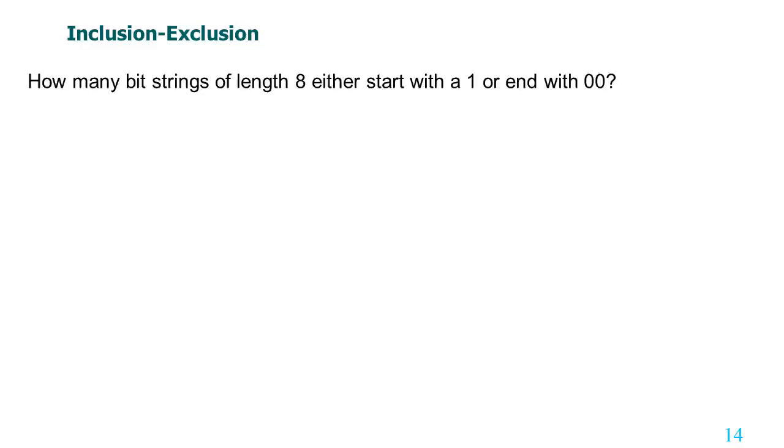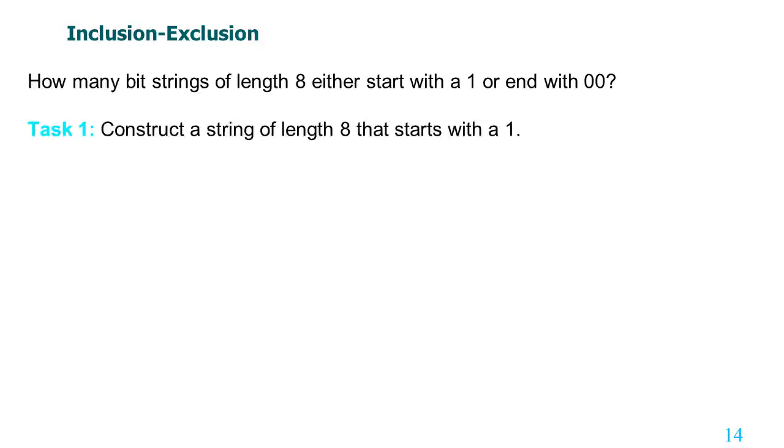Let us take an example. How many bit strings of length 8 either start with a 1 or end with 0 0? Here we have two tasks. Task 1 is that the bit string starts with a 1, and the second task is that all the bits end with 0 0. Some bit strings are common to both, so we have to subtract them. So we'll start the solution.